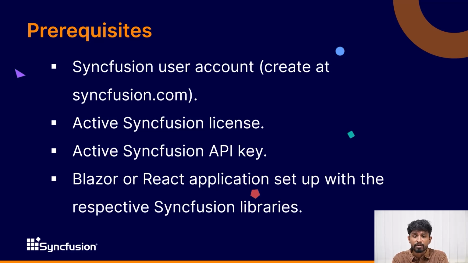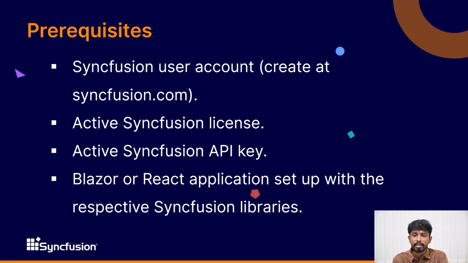Next, you need an active Syncfusion license. You have three options: a commercial license for professional projects, a free community license for individual developers or small teams, or a free trial to test the tools. Any of these will work with the AI coding assistants. You will also need an active Syncfusion API key, which you can generate from your Syncfusion account dashboard. So, this key authenticates your access to the MCP server.